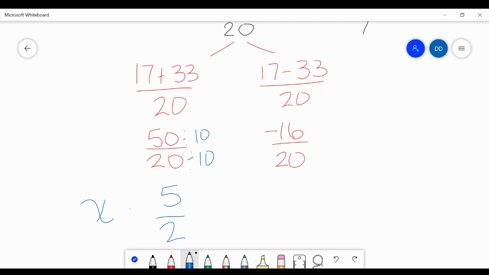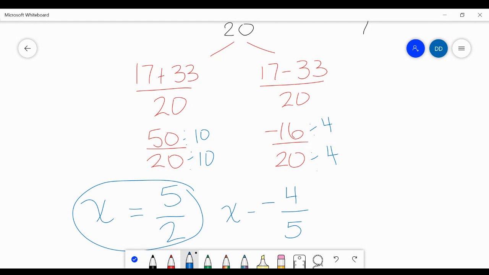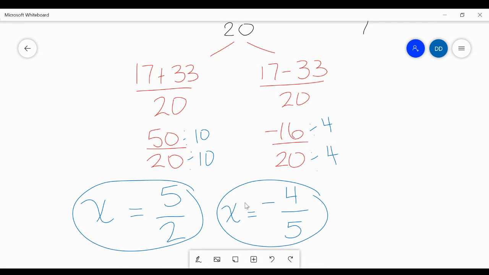So x is equal to 5 over 2. That's one solution. And a number that can go into negative 16 and into 20 is 4. Divide both of these by 4. You're going to get negative 4 over 5. So x is equal to both of these. So a lot of steps, I know. Take it step by step.